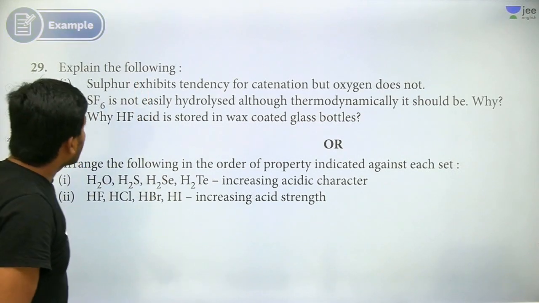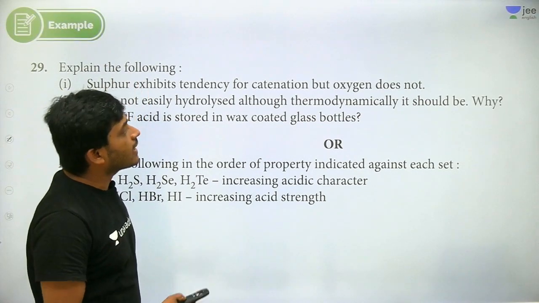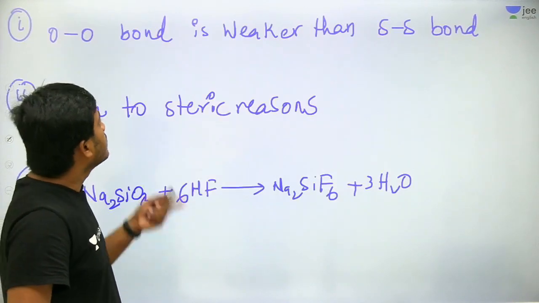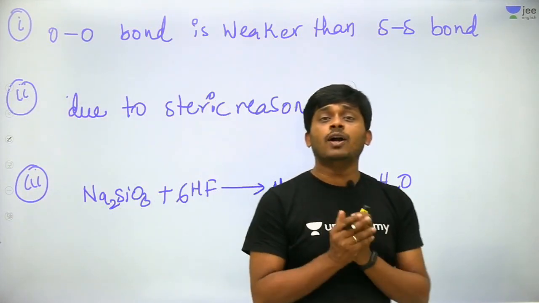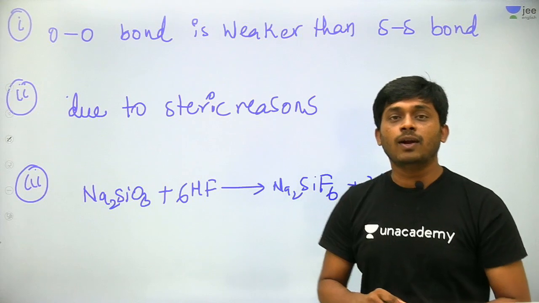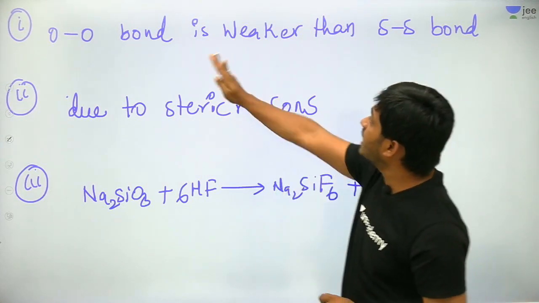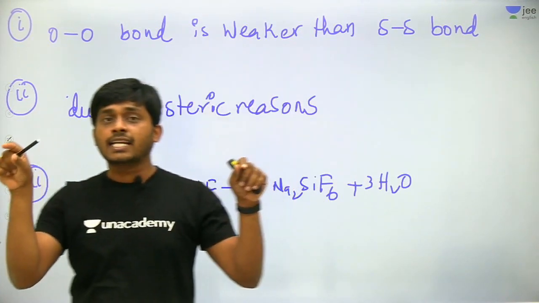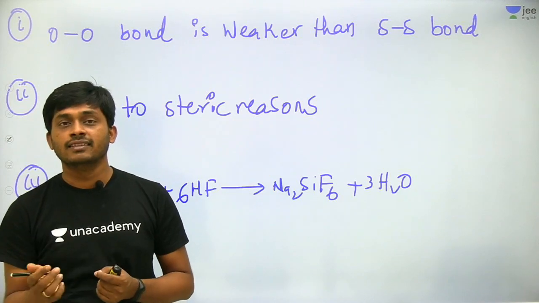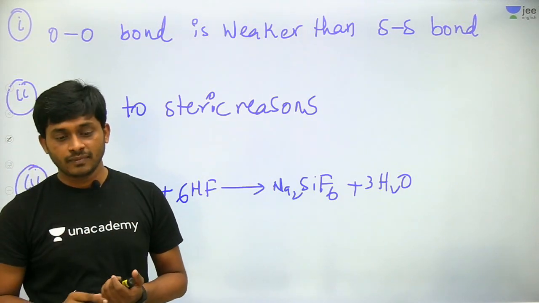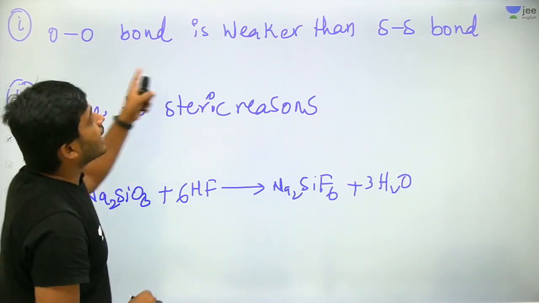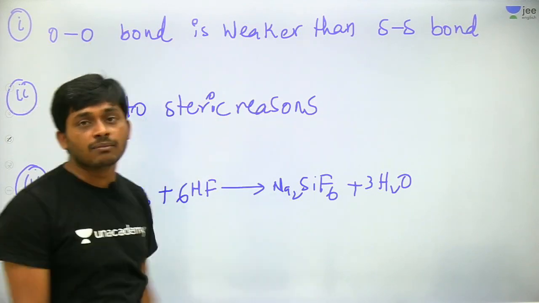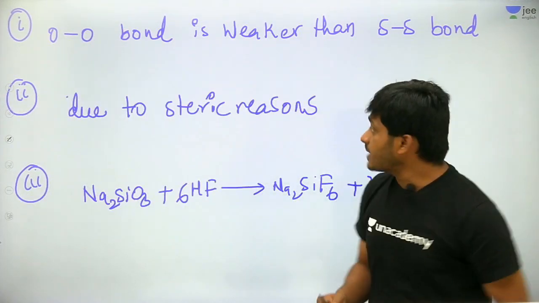So what could be the reason? Sulfur exhibits a tendency of catenation, but oxygen doesn't. If we compare the single bond, oxygen's double bond has more energy, that is fine, but its single bond is weaker than the sulfur bond. Catenation means identical atoms form a chain. Single bond energy should be more, and the sulfur single bond energy is more compared to the oxygen single bond.